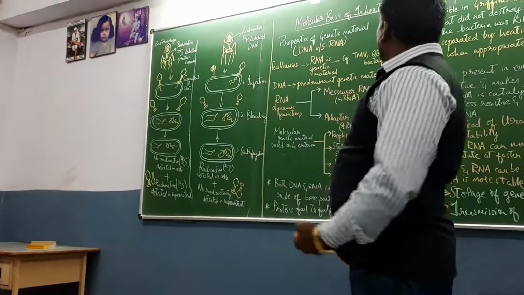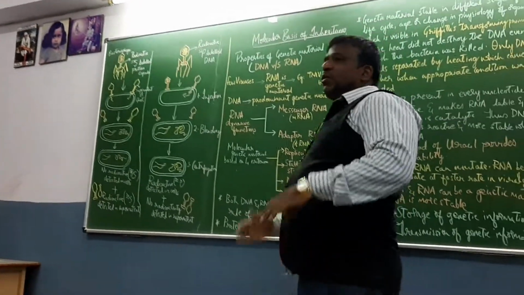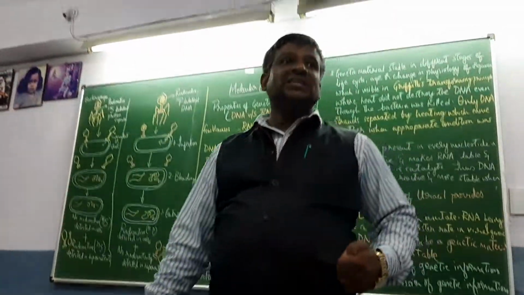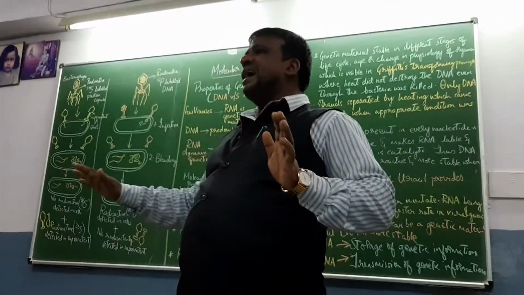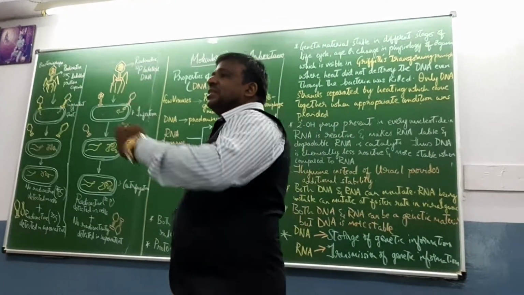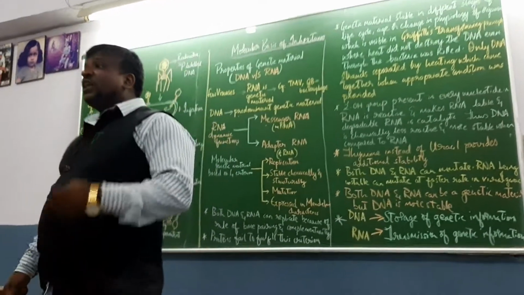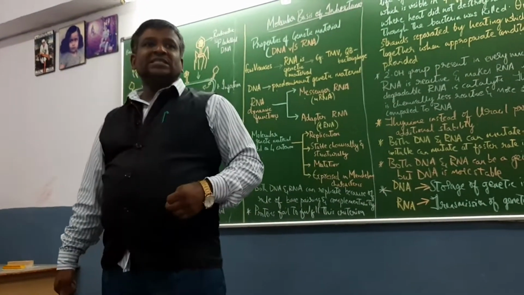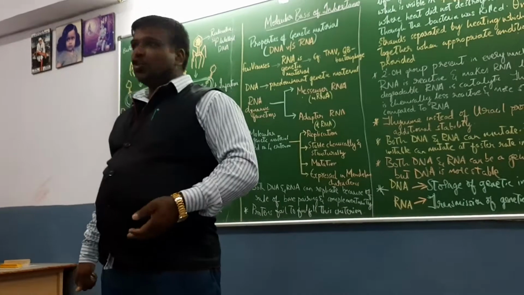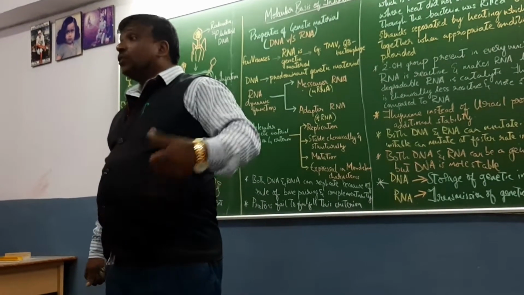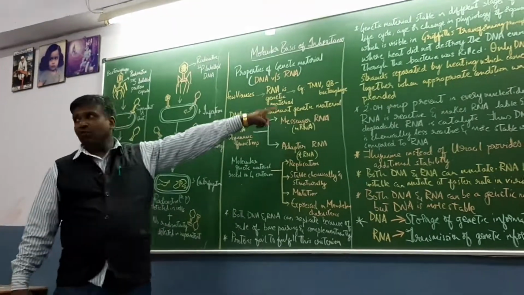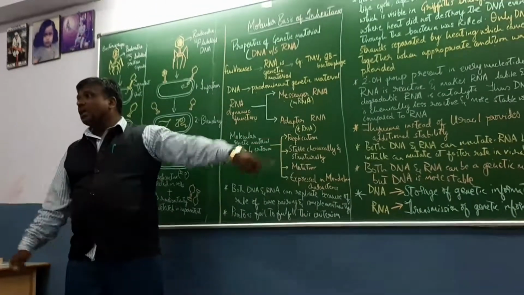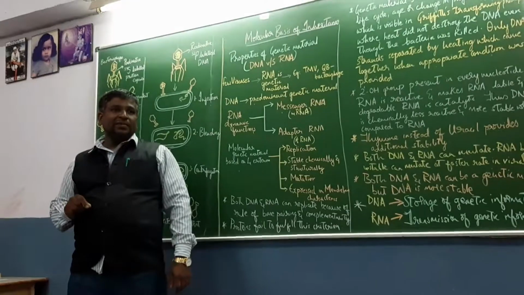Now, properties of the genetic material. You can also call this topic DNA versus RNA. In the majority of organisms, whether plants or animals, DNA is the genetic material. Very few of them, like a few viruses such as HIV, human immunodeficiency virus, tobacco mosaic virus, and here they have given the Q beta bacteriophage, all have RNA as a genetic material.